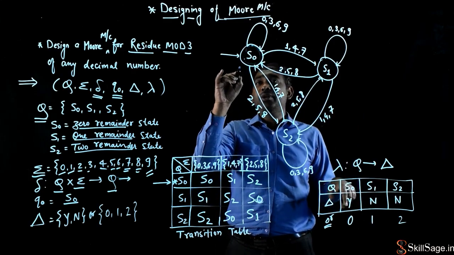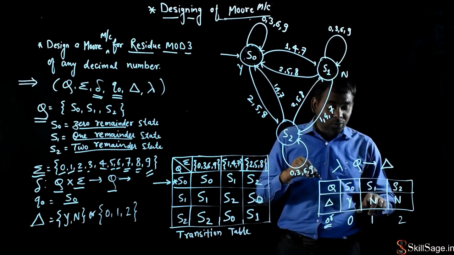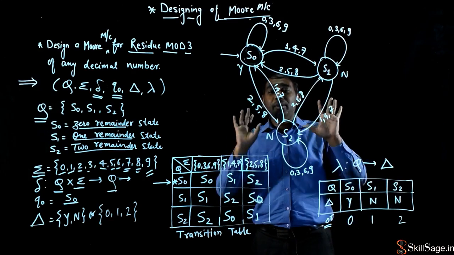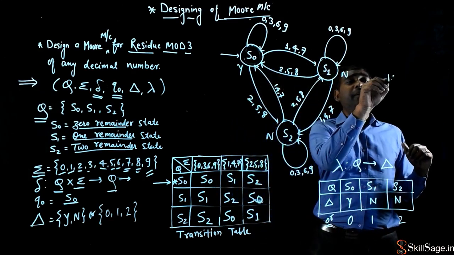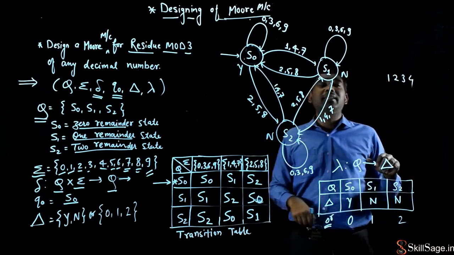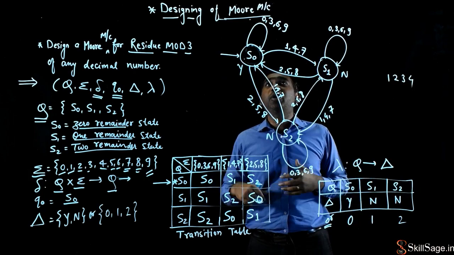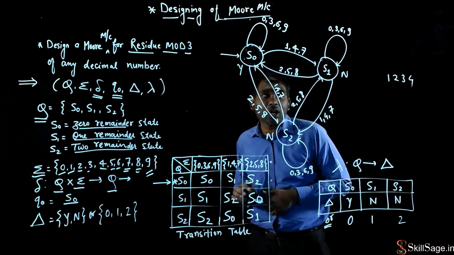So for S0, if I put Y here, and S1 gets N, S2 gets N, then that will be my Moore machine. And I'll find out, if I take any number, say 1, 2, 3, 4, and check the input symbols, what kind of output your machine is going to give, whether that number is perfectly divisible by 3 or not.